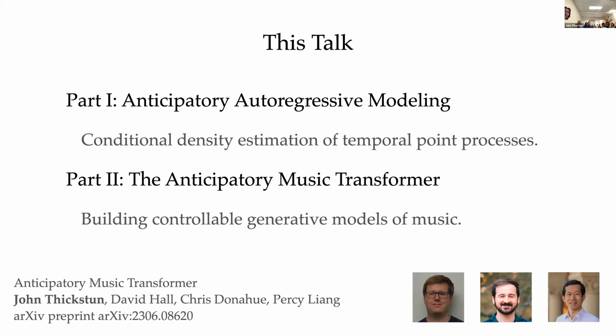And this is joint work with several collaborators, David Hall and Percy Lang at Stanford, and Chris Donahue, who I overlapped with at Stanford, but has been at Google DeepMind for most of the duration of this work.